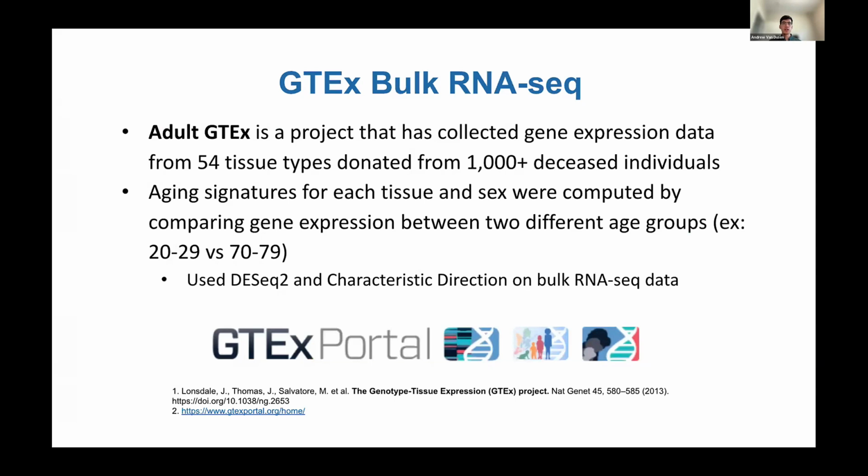And then lastly, I investigated the most recent GTEx dataset. Adult GTEx is a common fund-supported project that has collected gene expression data from 54 tissue types donated from 1,000 plus deceased individuals spanning different ages and types of death. From this data, I generated sets of aging signatures for each tissue and sex by taking the bulk RNA-seq data from each tissue and using DESeq2 and CD to find the DEGs between age groups.